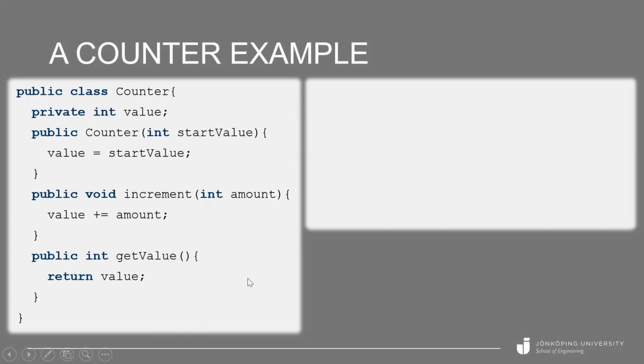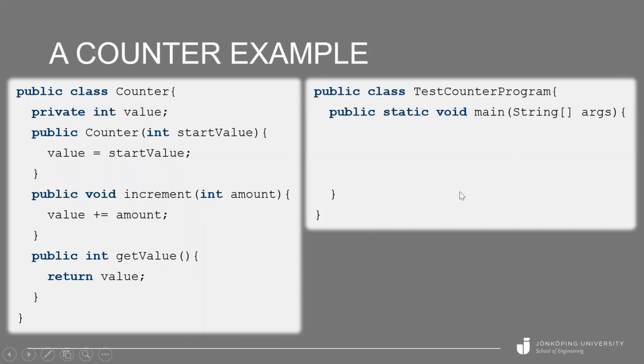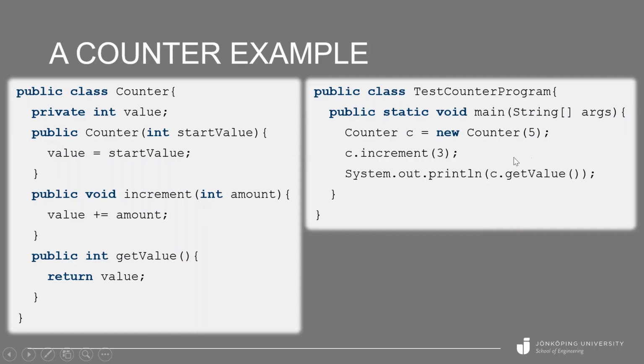So the one who makes use of this class can use it like this over here. Here they create a new instance of the Counter class, specify it should start on 5, then specify that it should be incremented by 3, and then we get the value of the counter and we print it.